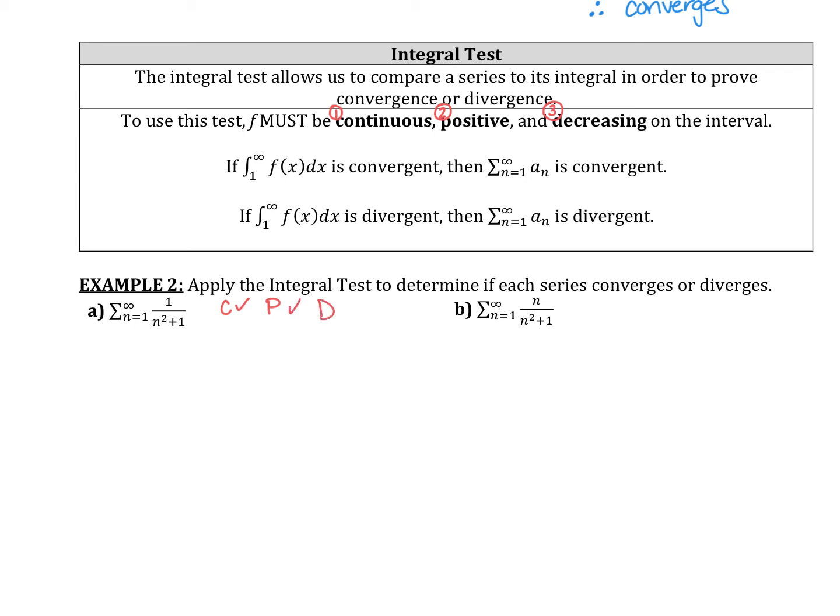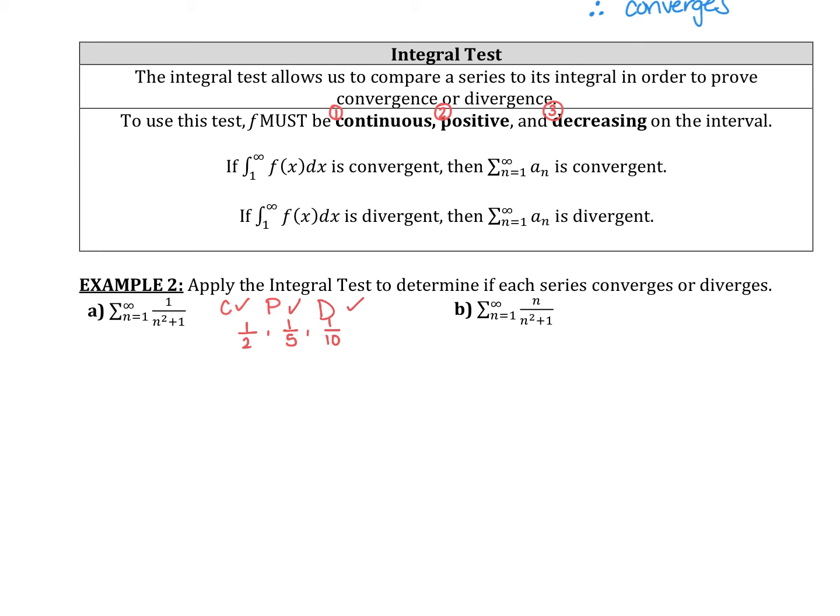The last thing I need to check is decreasing. Now, this one can be a little bit funky to think about. But to be decreasing, think about like if I plug in 1, I would have 1 over 1 squared plus 1, so I'd have 1 over 2. If I plug in 2, I would have 1 over 2 squared plus 1, which would be 1 over 5. And if I plug in 3, I would have 1 over 10. Are these fractions getting smaller? If the answer is that they're getting smaller, then it's decreasing. So this is continuous, positive, and decreasing, so I can use the integral test.